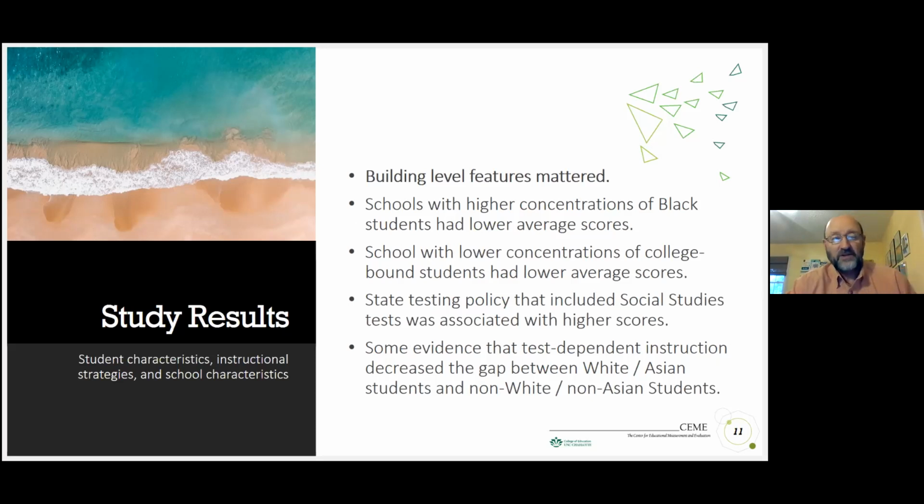We also had a number of interesting findings related to building level features, and they matter to achievement. So perhaps not surprisingly, because of the achievement gap issue, when you go up to the second level, the building level, schools with higher concentrations of Black students have lower average scores. Schools with lower concentrations of college-bound students have lower scores.